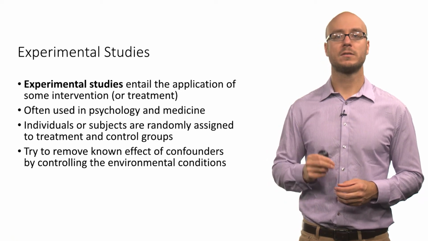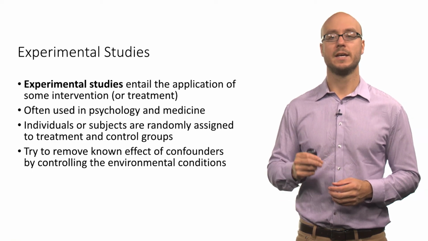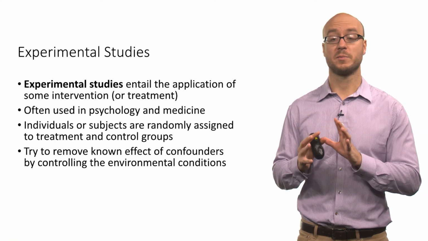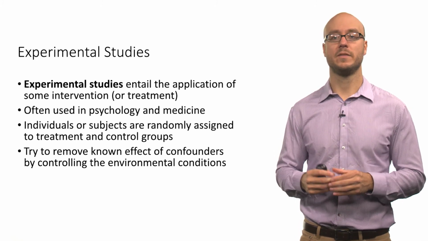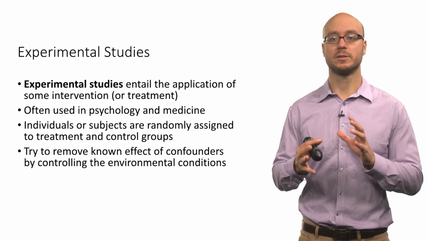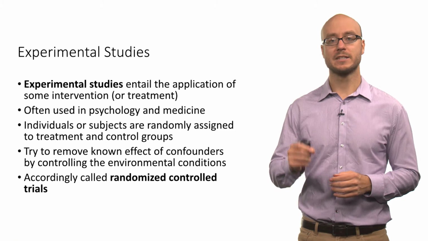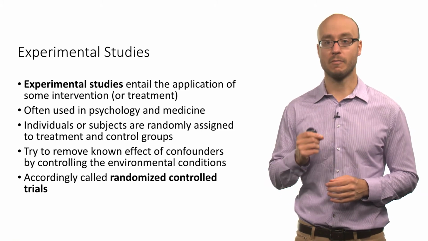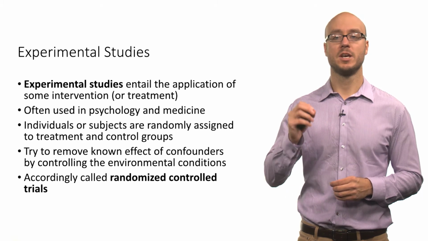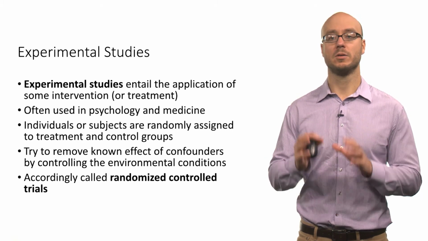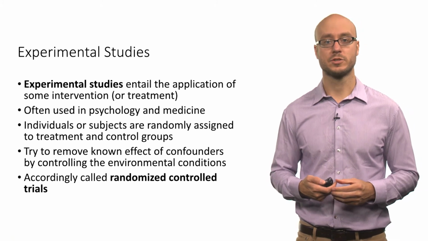Trying to remove known confounders by controlling the environmental conditions in this way is another part of an experimental study. So if you know that there's some part of the environment that might bias or alter the causal effect, you do try to control that as well. That's why experimental studies are often called randomized, because you're randomizing the treatment and control assignments, but you're also trying to control the environment. So they're often called randomized controlled trials, or RCTs for short.